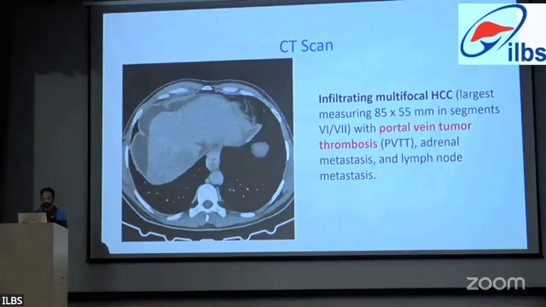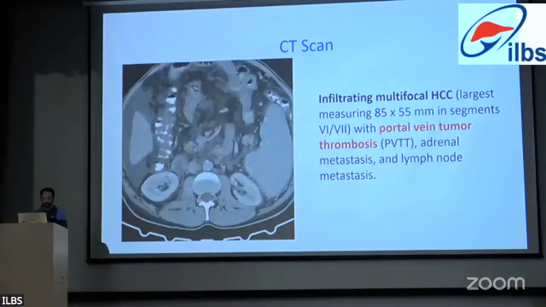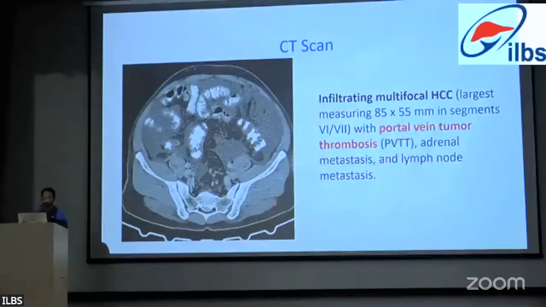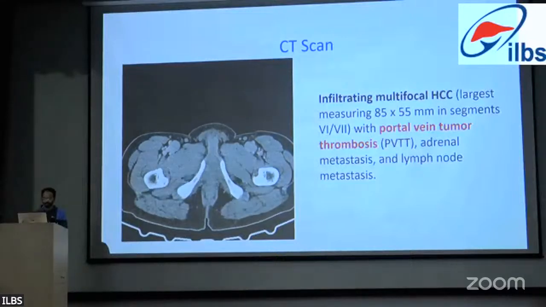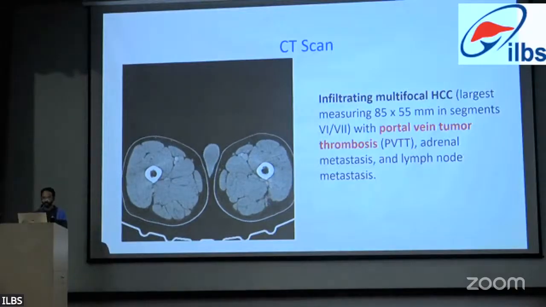This is the sequence in which we can see the main tumor, and this tumor is extending into the splenic vein. There is also ascites, and the CT scan reported an infiltrating multifocal HCC with the largest dimensions being 8.5 by 5.5 centimeters, predominantly in segments 6 and 7. There was portal vein tumor thrombus extending from the right portal vein and left portal vein to the main portal vein, reaching almost up to the confluence. It was VP4 of the classification. There were additional adrenal metastasis and lymph node metastasis seen as well.